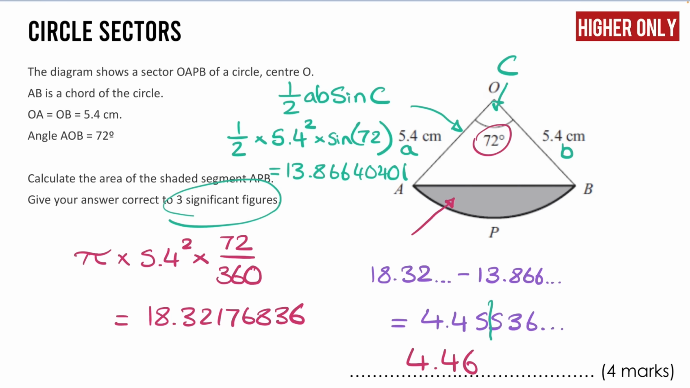Now this is to do with area, so look at the units, it's centimetre squared, so that's 4.46 centimetre squared for the area of the shaded segment.